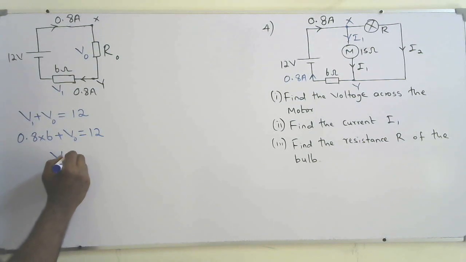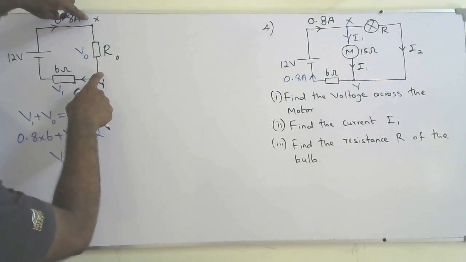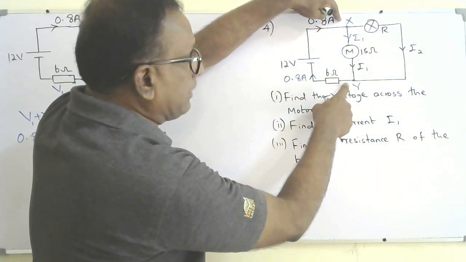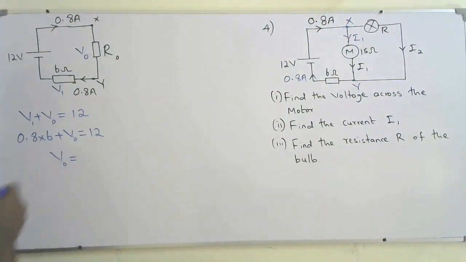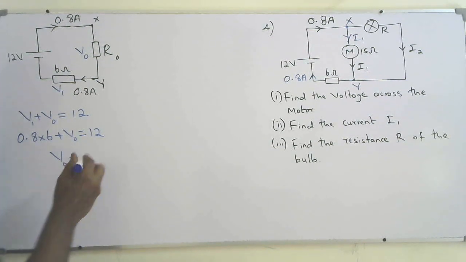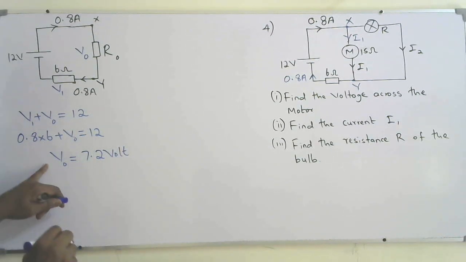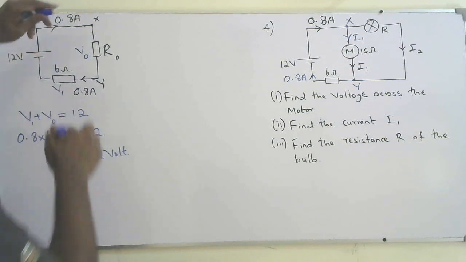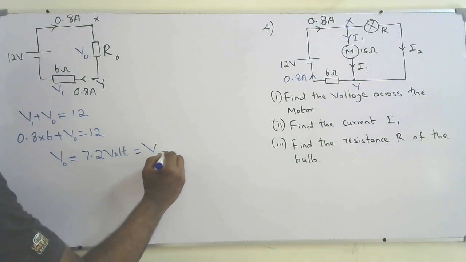Find the V naught. That's the voltage across the equivalent resistance. That is the voltage across the junction XY. That means that's the voltage across the motor. Okay, so find the V naught here. That will be 7.2 volt. So voltage across the junction is 7.2. That's the V naught I named it. That's the voltage across the junction.